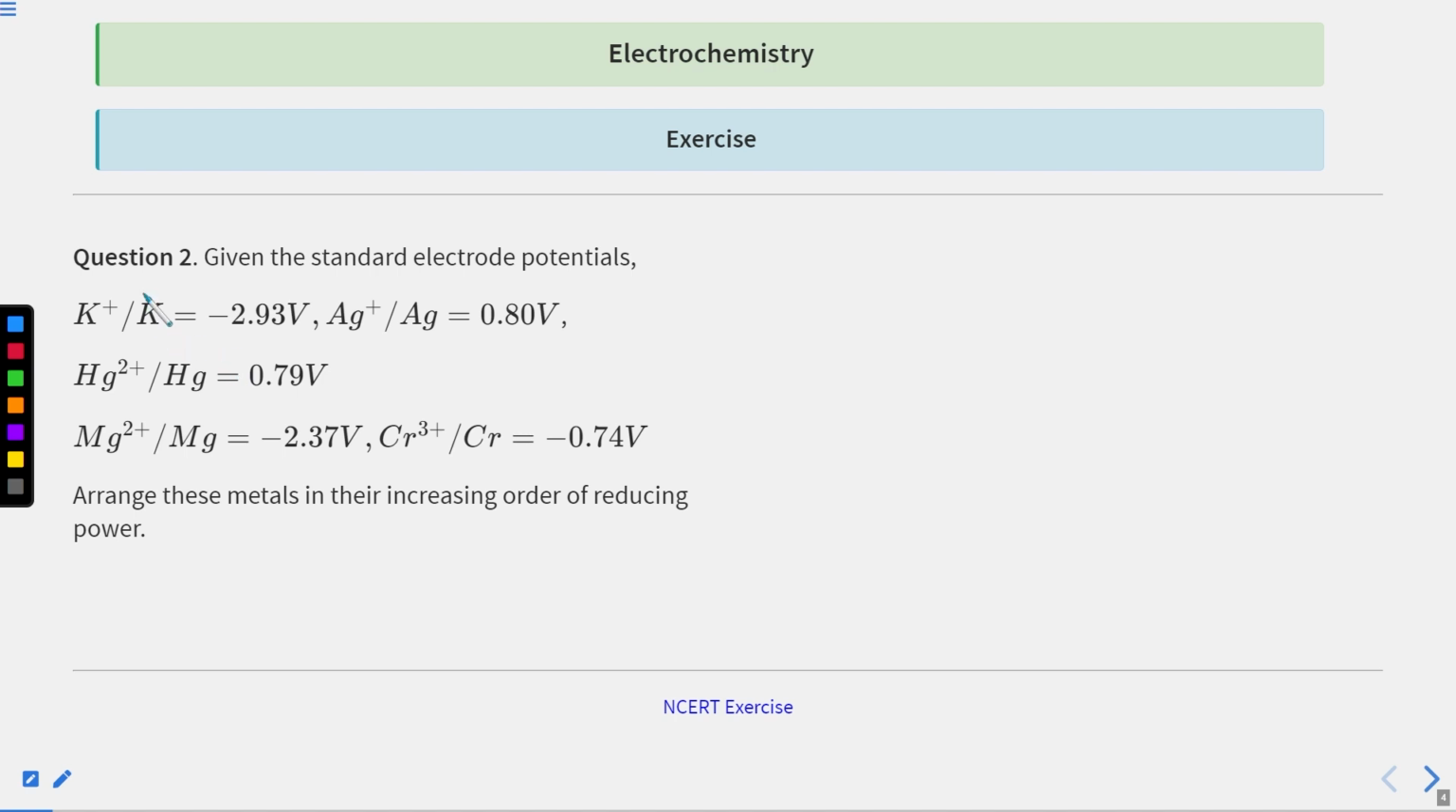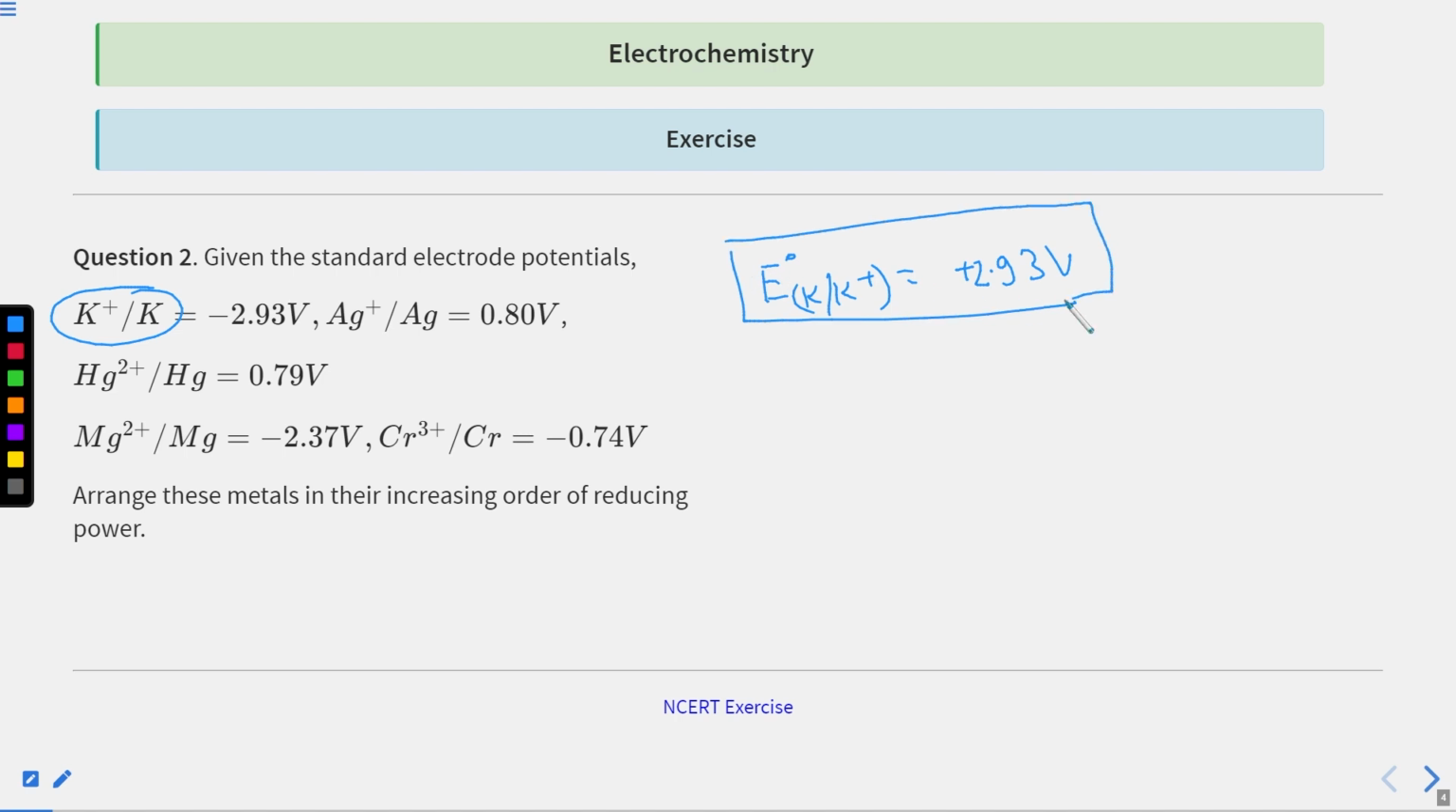Suppose you are writing the oxidation potential of the K species, it will be written as E naught K to K+, which is the oxidation potential. The sign will be reversed, so it will go from negative to positive: 2.93 volts. Similarly, you can write it for each of these.